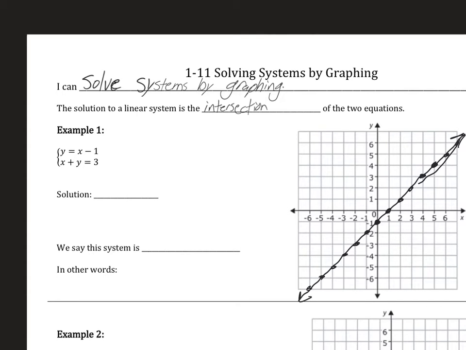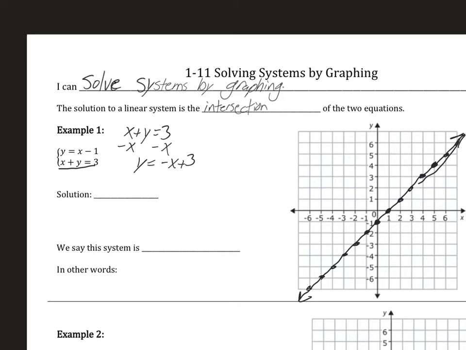The second one, I'm looking at this equation right here, but it's not in y equals mx plus b form, so we're going to change that. So right now we have x plus y equals 3. What do I need to move in order to get y by itself? I need to move my x, so I'm going to subtract x from both sides. So that tells me I have y equals -x plus 3, or 3 minus x. That'll give you the same thing.